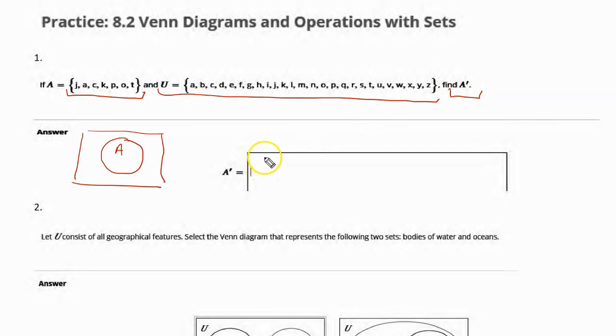Now the protocol would be to use a brace, and these are available from the toolkit, and then you start listing off those that are in set A. So J, I'd put a slash through that, A, C, K, P, O, and T. And then you would take time now to list all the elements.